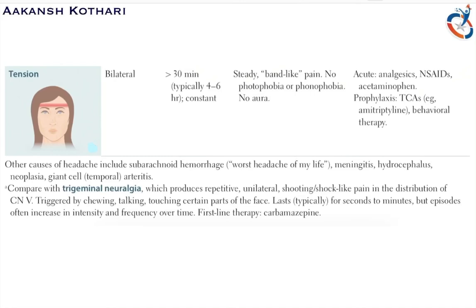Okay, now the first line therapy for trigeminal neuralgia includes carbamazepine. Am I clear? So this is all about different types of headaches and its prophylactic and acute treatment. I'll be covering a lot more pathology videos later. So please check that out for knowing more about subarachnoid hemorrhage, that is a type of intracranial hemorrhage, meningitis, hydrocephalus and different kinds of brain tumors.